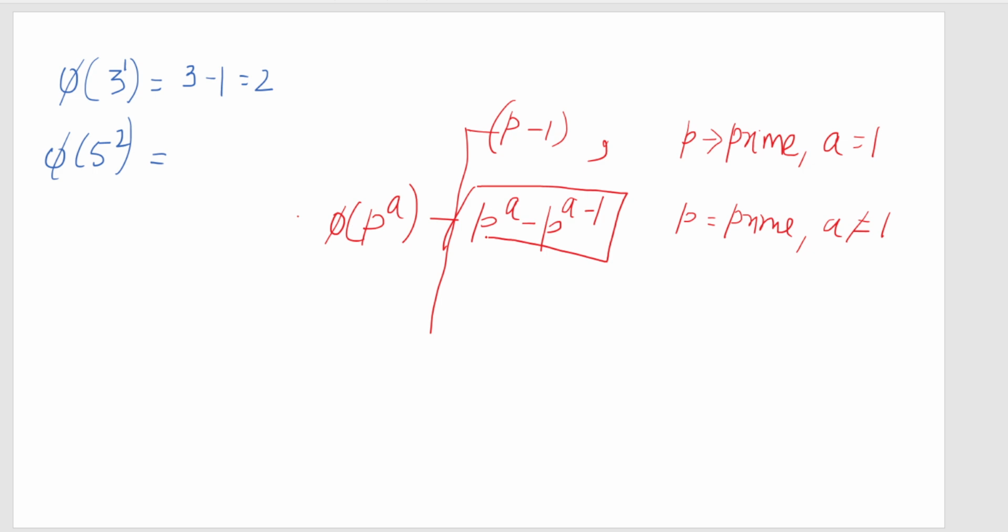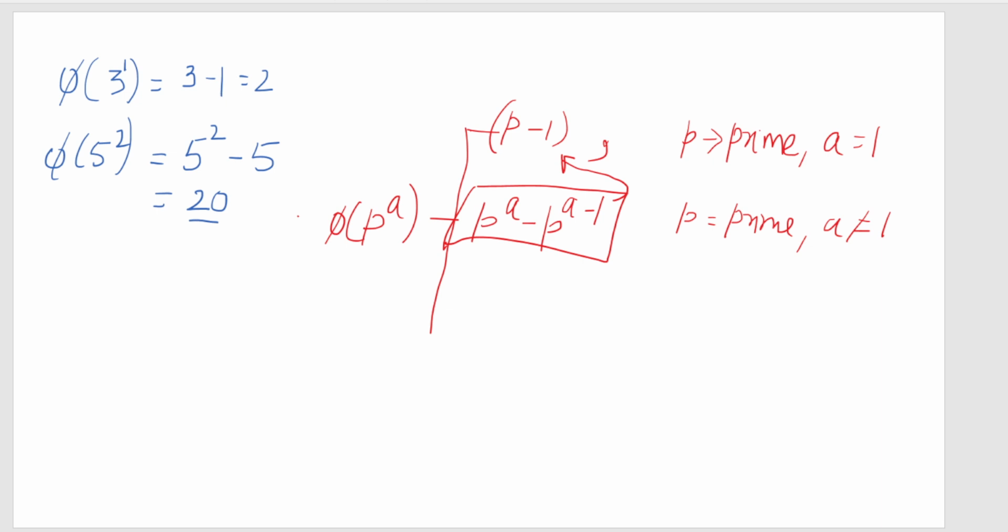When we put a is equal to 1, this is p to the power 1, that is p, and p to the power 1 minus 1, that is 0. P to the power 0 turns out to be 1, so this term reduces to 1 and this term reduces to p. So again you will get the same thing. If you put the same value, 5 to the power 2 minus 5, that is 25 minus 5, you get 20. So this is the value of phi of 5 for the second case.